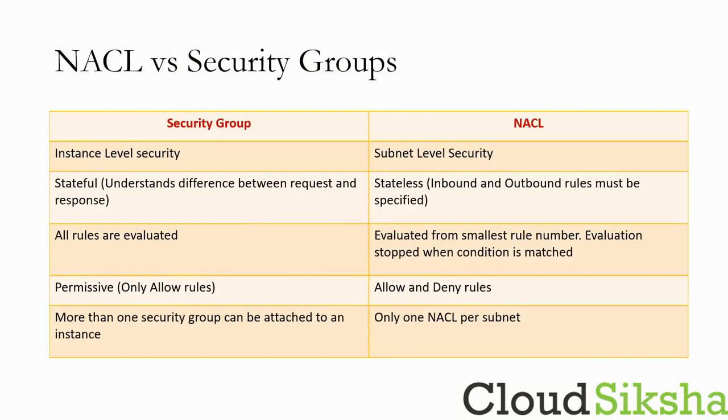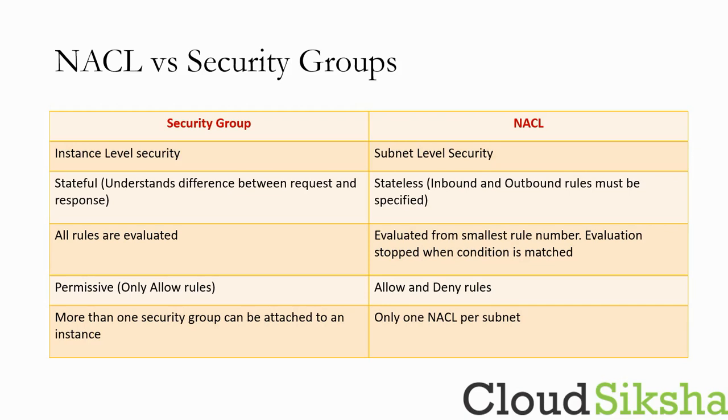This is a comparison between the security groups and NACLs. Now, security group is instance level security, but NACL is subnet level security, and security group is stateful, NACL is stateless. In security groups, all rules get evaluated, whereas NACL evaluates from the smallest rule number, and when the condition is matched, the evaluation is stopped.